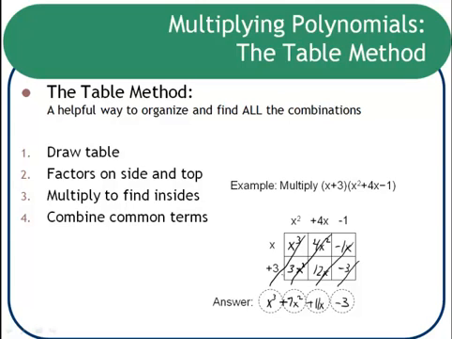So there's multiplying polynomials, both using what I call the arrows method and also using the table method. So thanks for watching, and be sure to tune in next week as we talk about undoing this with a process called factoring, where you're told the answer and you have to figure out what were the original things we multiplied together to create that.